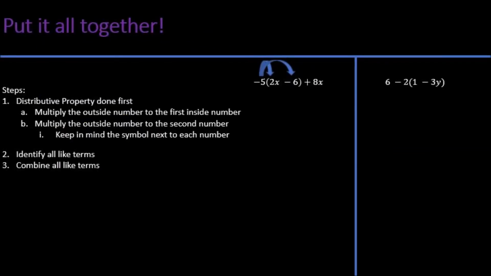And now it's time to combine all of those skills into one. If you have an equation that says negative 5 times, in parentheses, 2x minus 6 plus 8x, the first step is to do the distributive property. Multiply that outside number by that inside number, and that same outside number by that second number. Bring down everything, making sure to keep in mind the symbol next to each number. Identify all the like terms, and then combine the like terms.